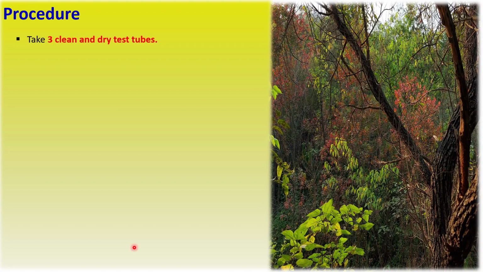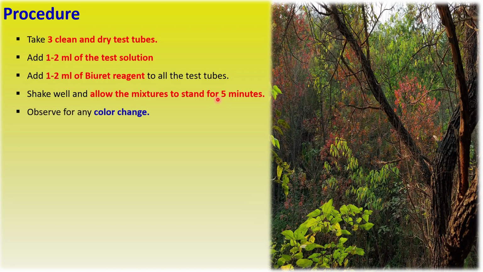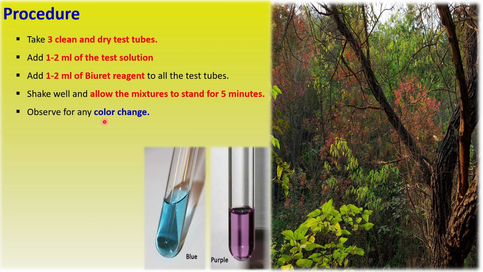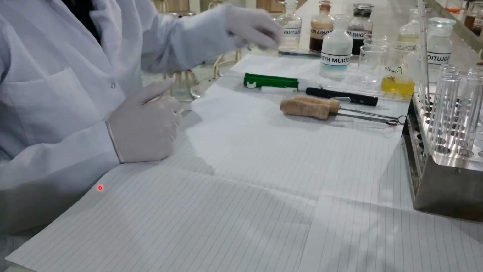So what is the procedure? We will take three different neat and clean test tubes, and then add 1 to 2 ml of the test solution and 1 to 2 ml of biuret reagent. Shake well and allow the mixture to stand for 5 minutes, and then you will see the change in color, which shall be a violet, light blue or purple color. This will confirm the presence of peptides in the given sample. This test can be used to detect the amount of total protein in the urine.